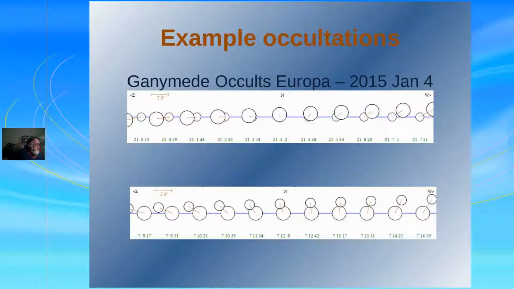Some example occultations. These are output from the graphics out of Occult. The top one, Ganymede occults Europa on January 14th. You see Ganymede is rather larger than Europa, and it completely occults it. The bottom one, where the text has got displaced, is Io occults Ganymede on January the 1st. Io is the little one, and there it's just a small partial occultation. Next slide.